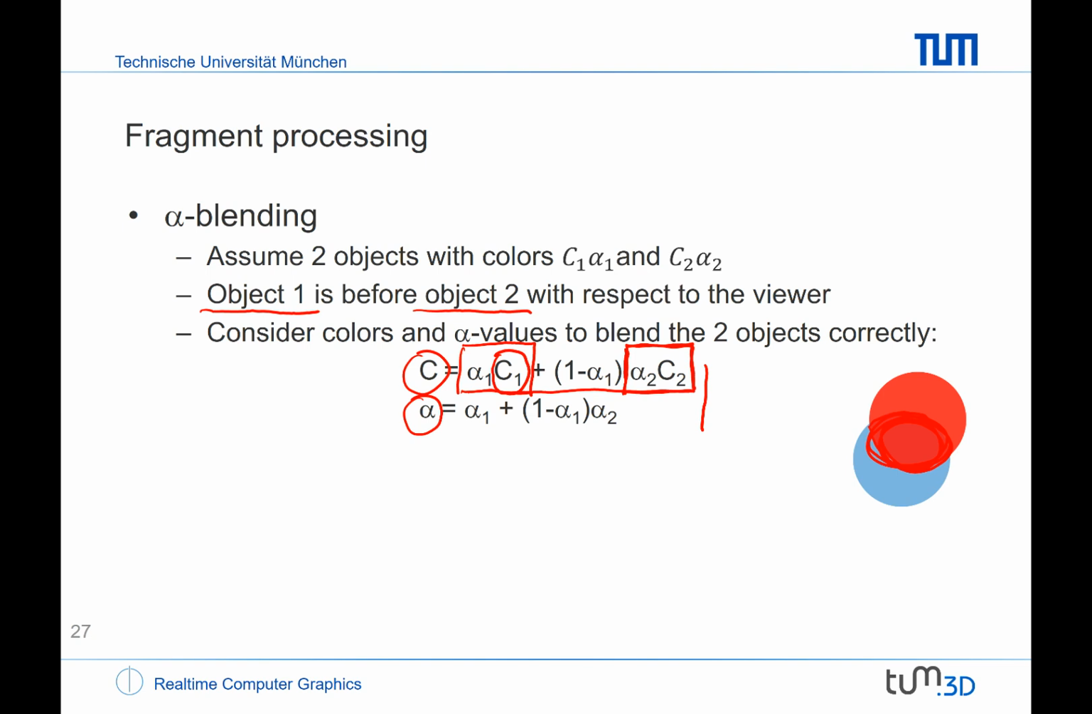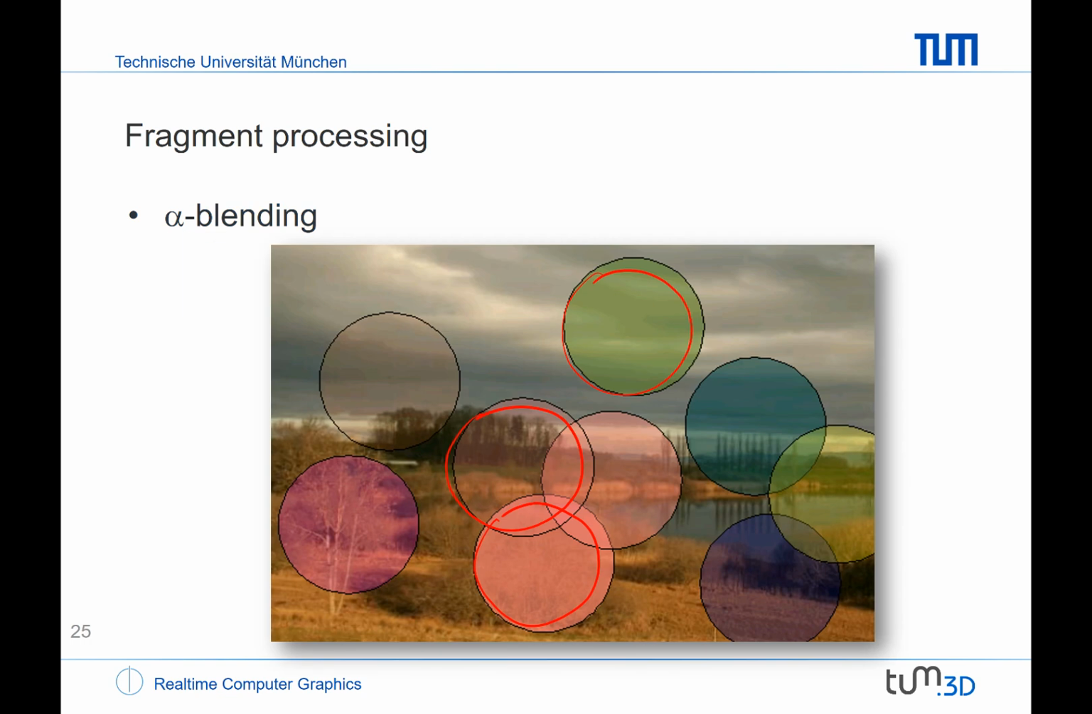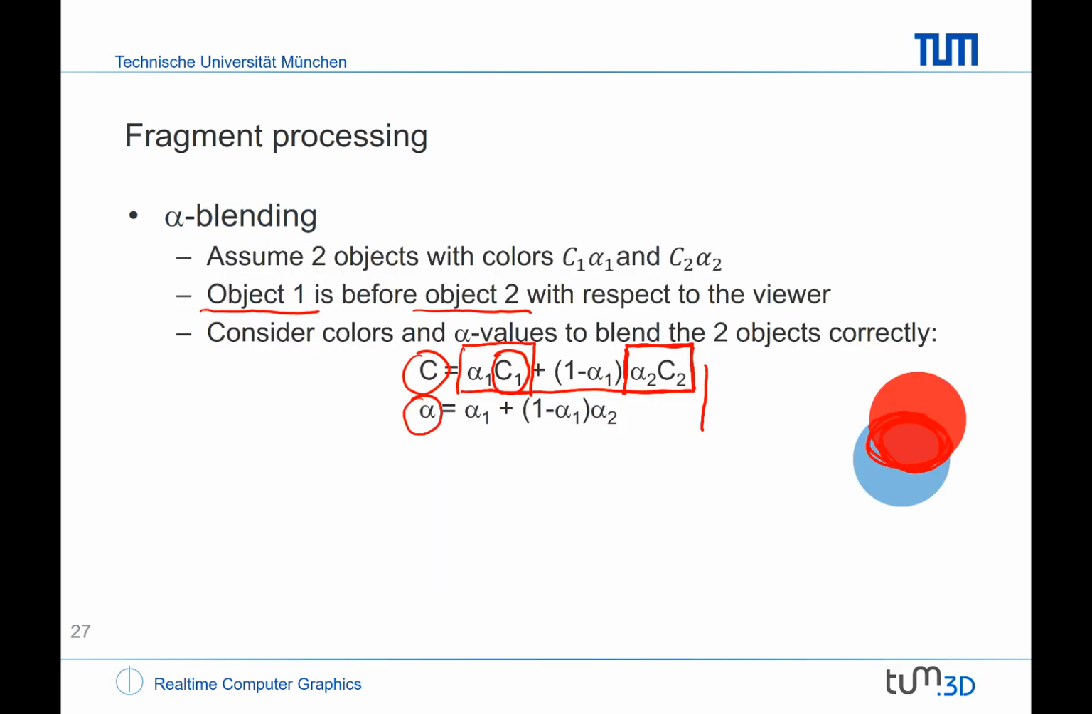Now the question is, how do we actually take account of this attenuation? Well, as we said on this slide, the alpha value indicates the percentage of light from behind that is blocked. And now we could say that 1 minus alpha is then the percentage of light that still goes through. That means we take this 1 minus alpha of the foreground object as the attenuation factor of the effectively perceived color of the second object. This is then the blending equation for the colors we use.